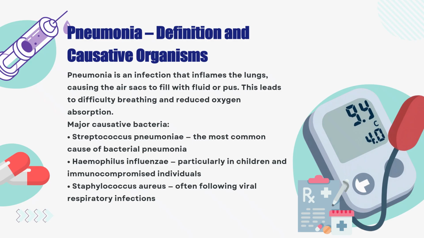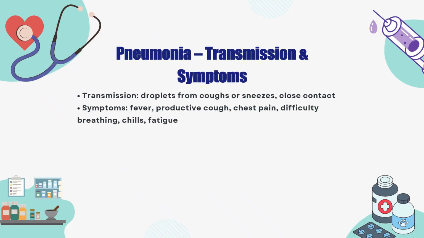This reduces the oxygen absorption in the blood. The major causative bacterium is Streptococcus pneumoniae. It is the most common cause of bacterial pneumonia. Even though there are other microorganisms like Haemophilus influenzae, which particularly affects children and immunocompromised individuals, and Staphylococcus aureus, which often follows viral respiratory infections. Pneumonia transmission is by droplets from coughs or sneezes or by close contact.